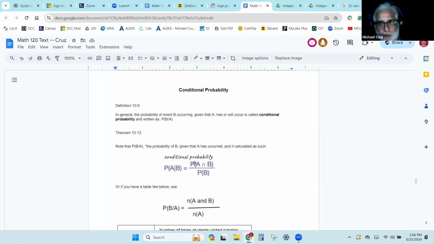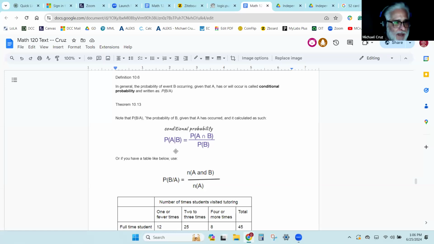The probability of A given B is in the numerator, it's the intersection between the two, and in the denominator, it's whatever comes last there, what follows that line, because that line means given. Now, switching them around is important. The probability of A given B and the probability of B given A are different.